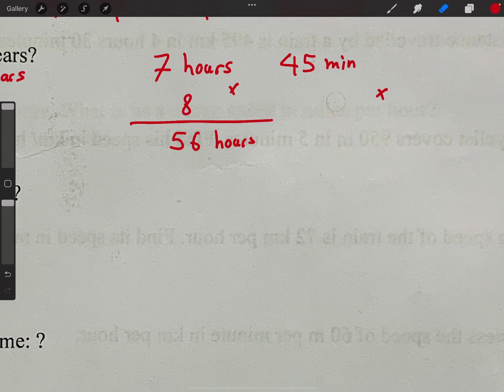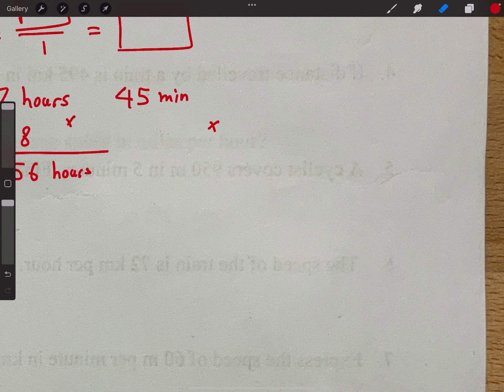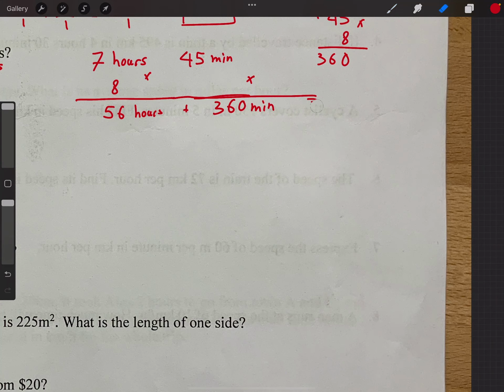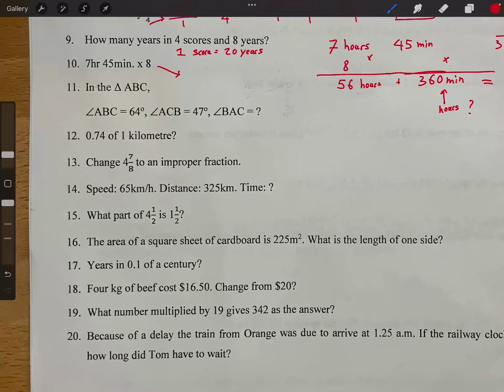Now, what's 8 times 45 minutes? Let me just work it out. 45 times 8. 8 times 5 is 40. 8 times 4 is 32. Plus 4 is 36. So this will be 360 minutes. Okay, together, how many hours is that all together? You can work it out there. How many hours is that? Find out how many hours this is. And then that's the answer there.